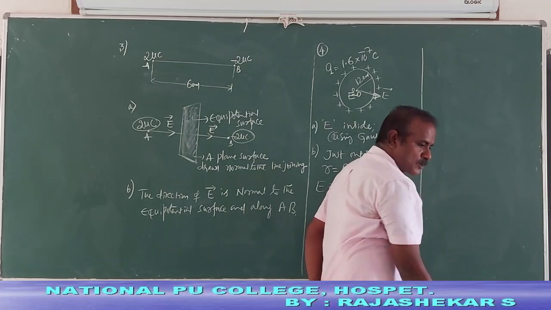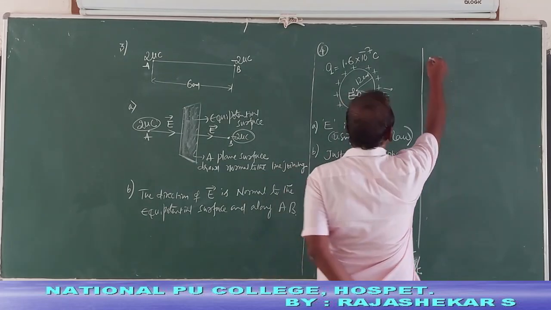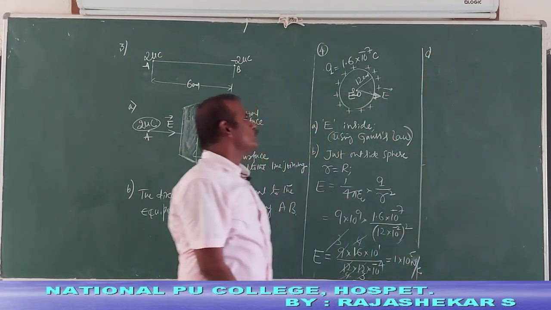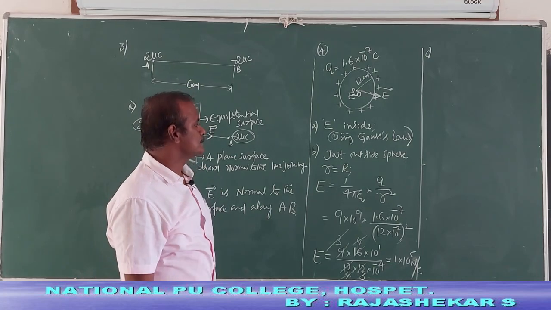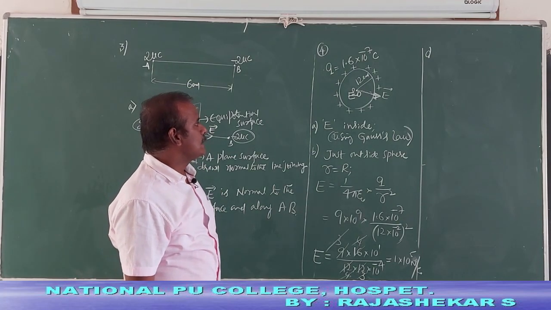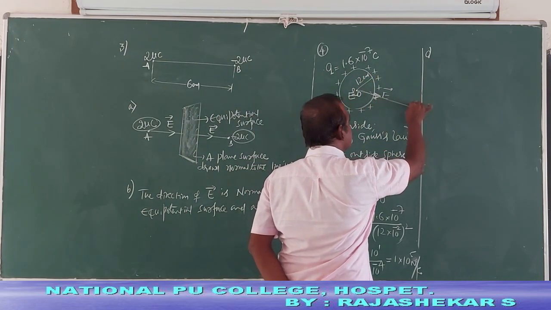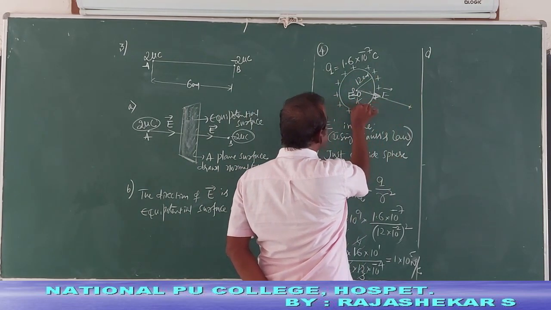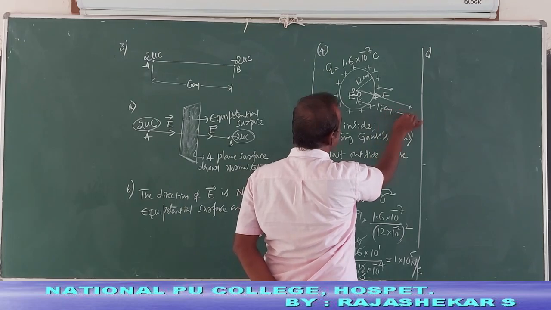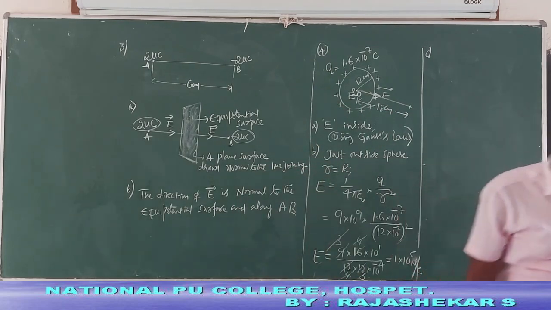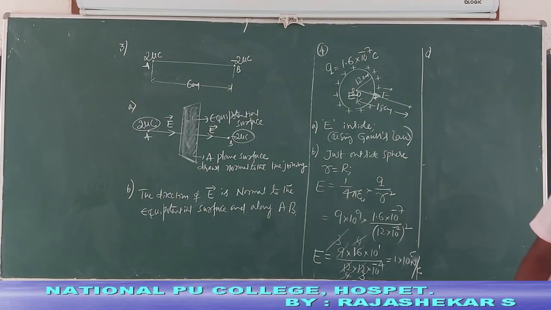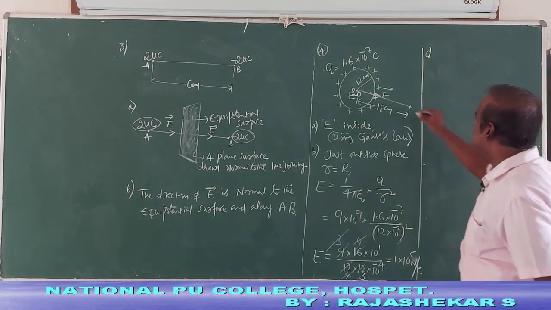And one more part, students, the third part. See, it asks you to find the electric field outside at a distance of 18 centimeter. So 18 centimeter is somewhere here. This is 18 centimeter. Third one. Look at the question: 18 centimeter from the center of the sphere.